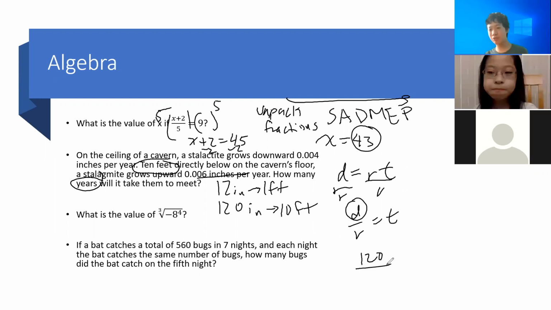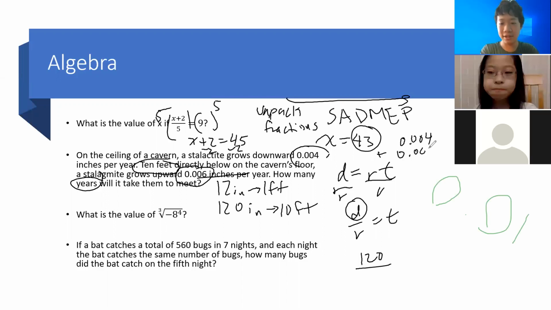The rate. So what is the rate at which they go towards each other? Well, every year, the stalactite goes downward this much. The stalagmite grows upward this much. So the distance between them that is changing is 0.004 added to 0.006. Because every year, the stalactite goes some distance towards the stalagmite, and the stalagmite goes up some distance towards the stalactite. So we add both of their rates to get the total rate at which their distance is changing. If we add these decimals, we're going to have 0.01. So that's the rate.